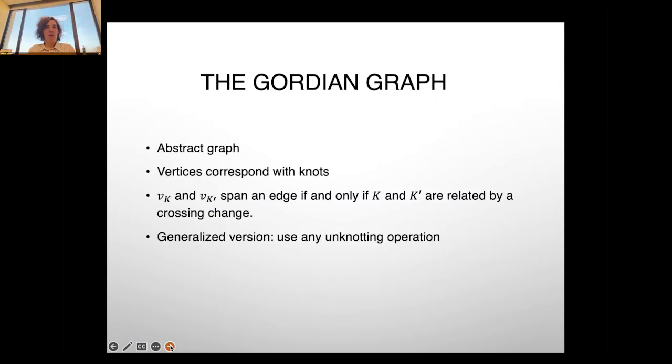So what is the Gordian graph? It's a huge abstract graph. Every isotopy type of a knot is a vertex in this graph, and you put an edge between them if they're related by a crossing change. That's the standard Gordian graph. If you want to generalize this, just change out crossing change for H2 move or pass-move or whatever operation you're interested in studying. That's a Gordian graph, or more generally just a knot graph, as opposed to a spatial graph.